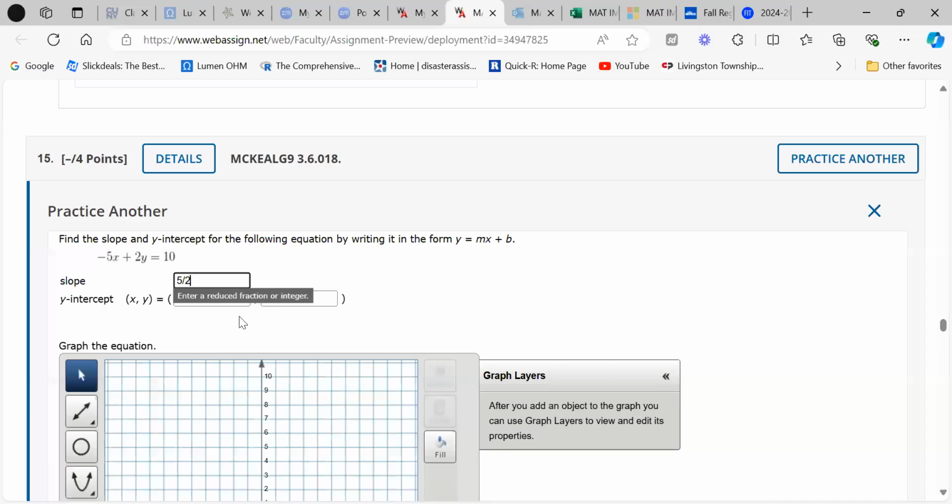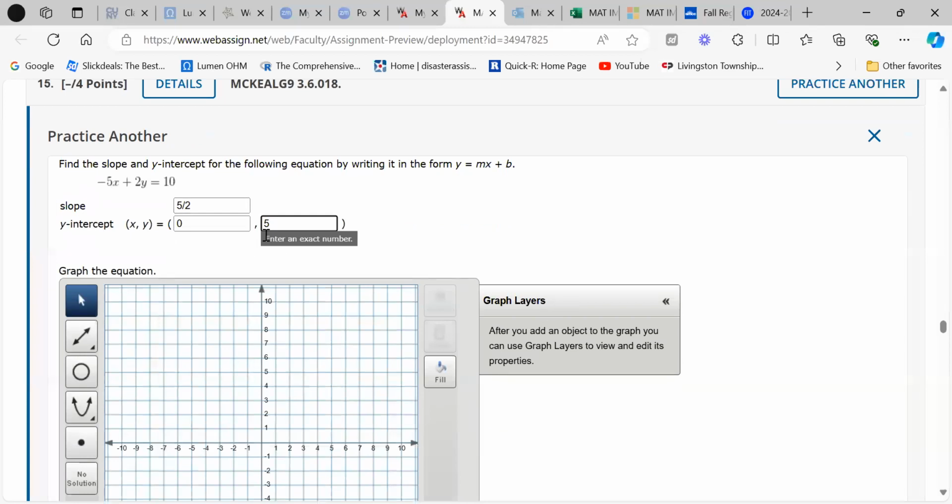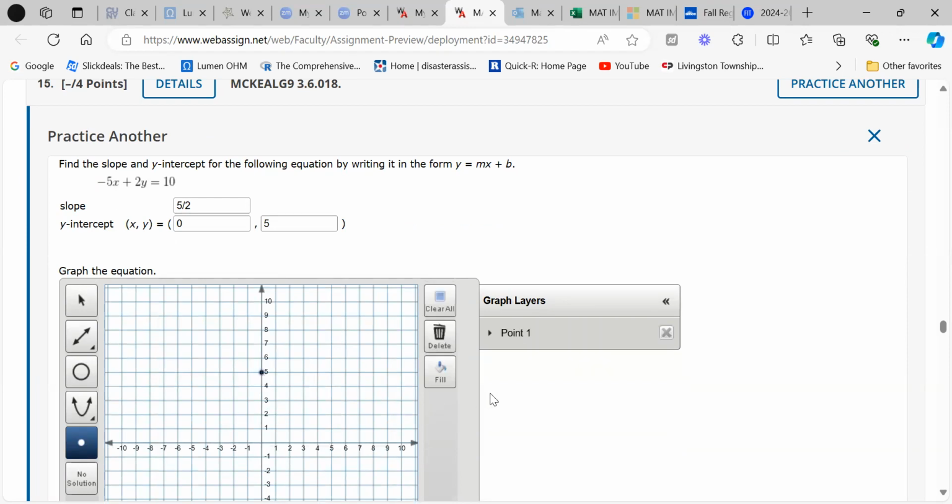So go back here. The y-intercept has x equals 0 and y value equal to 5, right? So start with the y-intercept (0, 5). The first point, the y-intercept, is located on the y-axis, 5 here, right? And the second, we're going to get another point by using the slope. The slope is 5 over 2, so go up 5 units and go to the right 2 units, right?